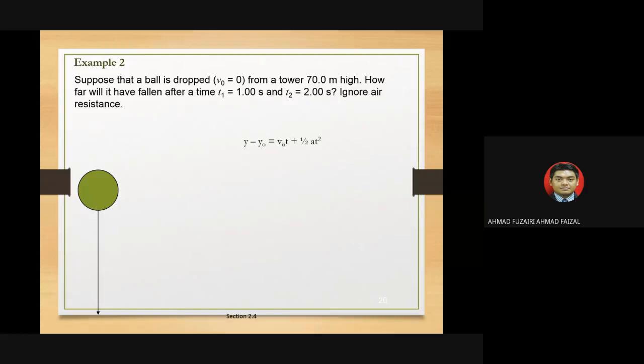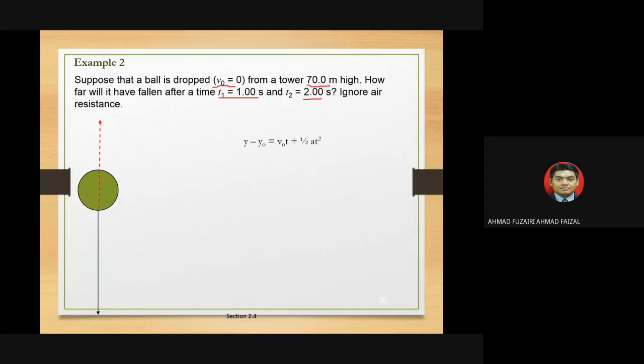that initial velocity equal to 0. Height of the tower is 70 meters. Time given is 1 second and 2 seconds. Okay, then you need to identify which equation you want to use. You can use the equation delta y equal to y minus y naught equal to v naught t plus half a t square.